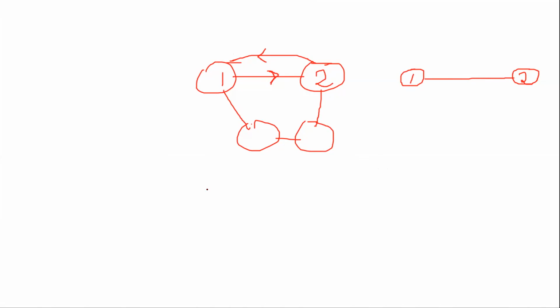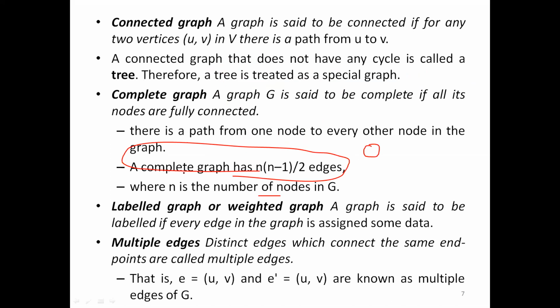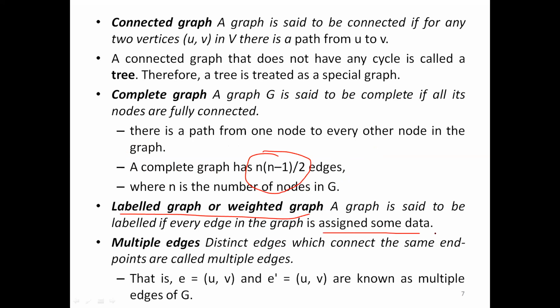Once you get into the next topic, you'll be clear also. So as of now, you know that a complete graph has this many edges. Right. Labeled graph or weighted graph. If you want to cover a distance from city Bangalore to Delhi, what is the distance? That is nothing but the weight or label. You are giving some identification to the edge. It can be either weight or label. That's what a weighted graph is, assigned some data.